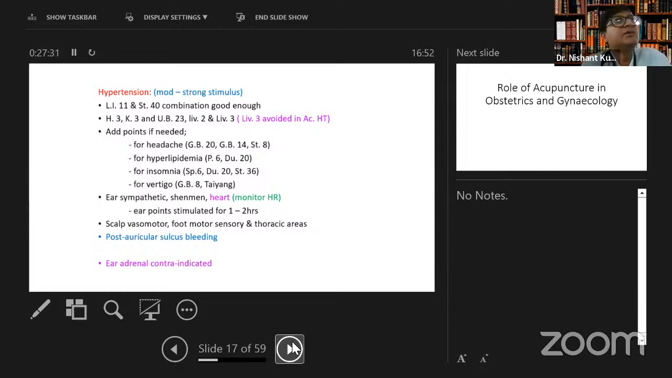Easily accessible points, right? LI11 is on the elbow and stomach 40 is... where is it? Lateral to the middle, almost the middle of the tibia. Okay, you can add heart 3, kidney 3, UB23 and liver points. Liver 3 is avoided in accelerated hypertension.